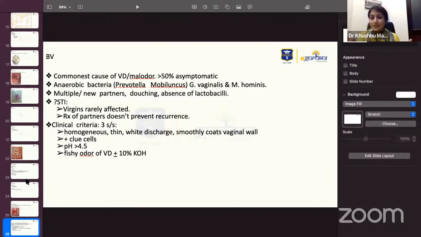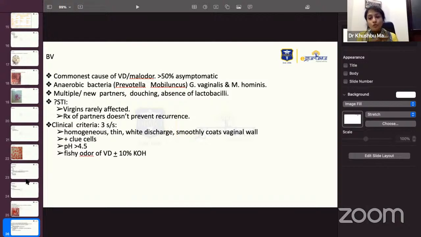So it's not necessary that all BV patients will be symptomatic. Homogeneous, thin, white discharge which is smoothly coating the vaginal walls, right? And it's not a very profuse kind of a discharge. It's an okay kind of a discharge. So when you get this patient, you do a pH paper test or litmus paper test. You look for pH, and the pH here is alkaline.